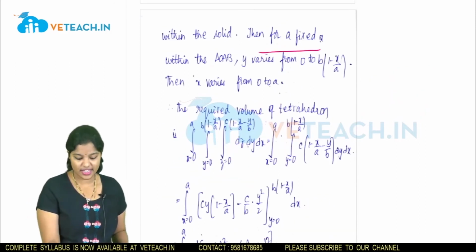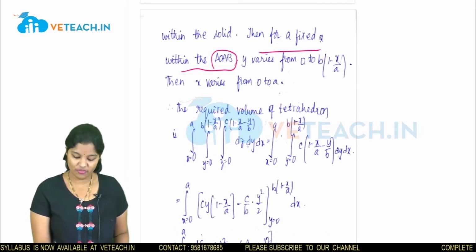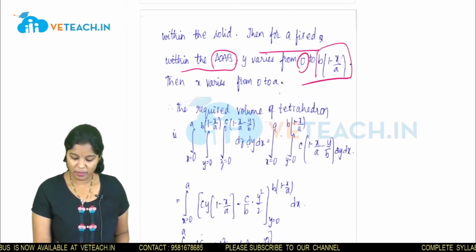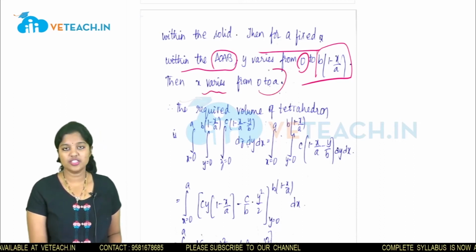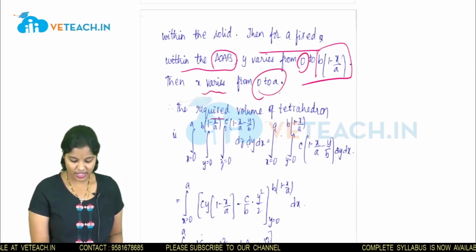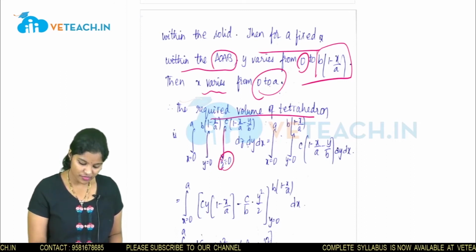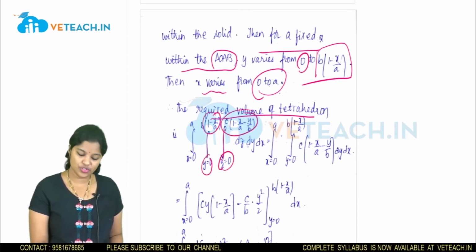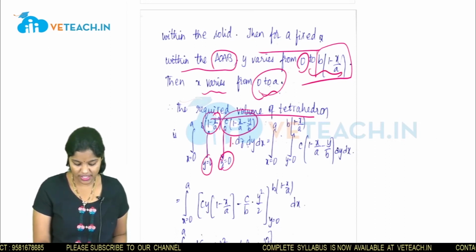Then for a fixed x within the triangle OAB, y varies from 0 to b into 1 minus x by a. So again x varies from 0 to a. Okay. So the required volume will be the triple integral. We just found out the limits. So substitute those limits here and do the integration.